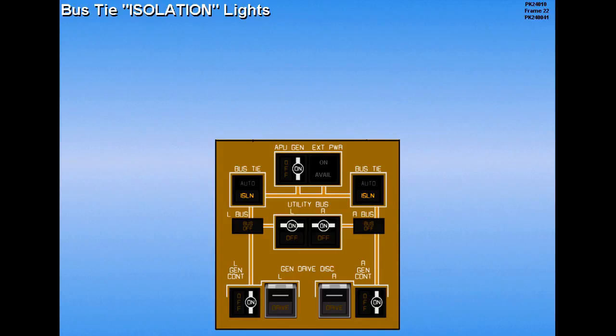Also, with the switches in the auto position, the respective isolation light will illuminate should a fault occur on a bus. When the isolation light is illuminated, the bus tie breaker is locked open and cannot close until the fault is corrected.